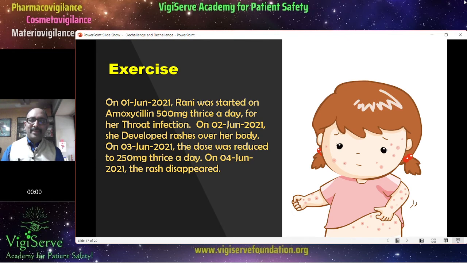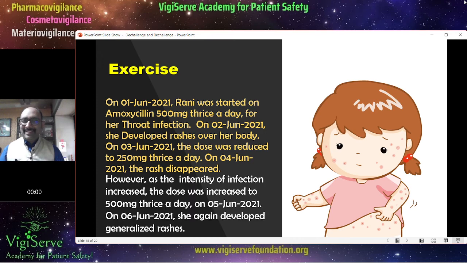So here what has happened? The patient took the medicine, had rash all over the body, the dose was reduced, and the rash disappeared. So what is this? This is positive de-challenge. Although partial, because the dose was reduced, it is still positive de-challenge.